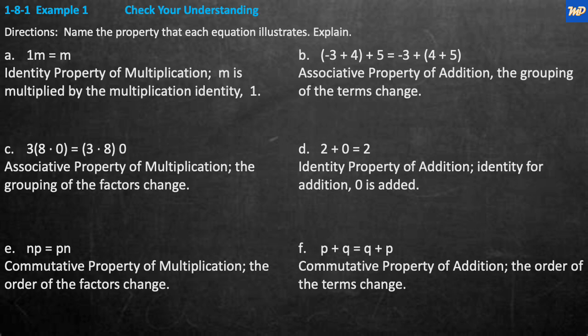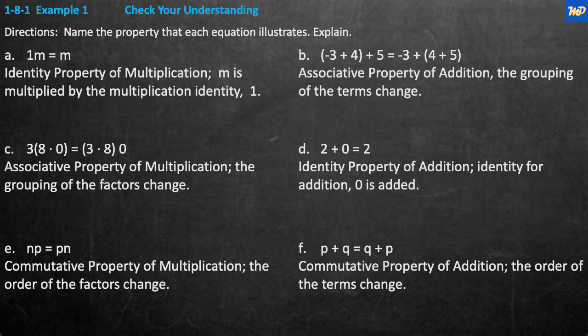Okay, now that you're back, let's look at what we have here. The directions again, name the property that each equation illustrates and explain. So, problem A, 1m equals m, or 1 times m equals m. Anytime we see a 1, which could be some kind of a fraction like 2 over 2 or 5 over 5, anything that equals 1 or 1 itself, right? Times the number, equaling the number, we're talking about identity. And in this case, it's the identity property of multiplication because we're multiplying.